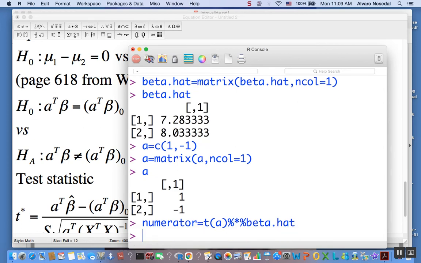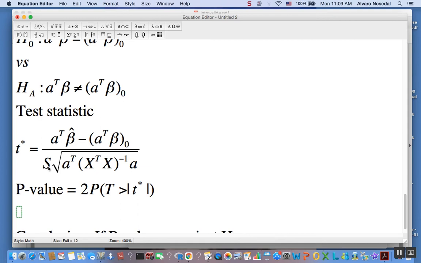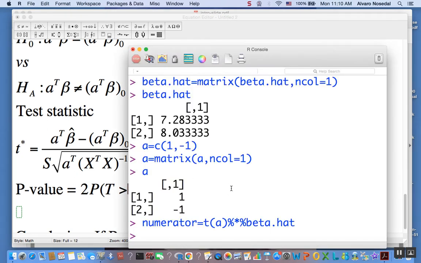And now let's find the denominator. The denominator, we said, is going to be S, or the square root of the mean square error, because that's a good estimator for sigma squared, right? Since it is S, the one we want here is just sigma, not the variance, the standard deviation. And then times the square root of A transpose (X transpose X) inverse times A. Okay, that's going to be our denominator. Let's find it.